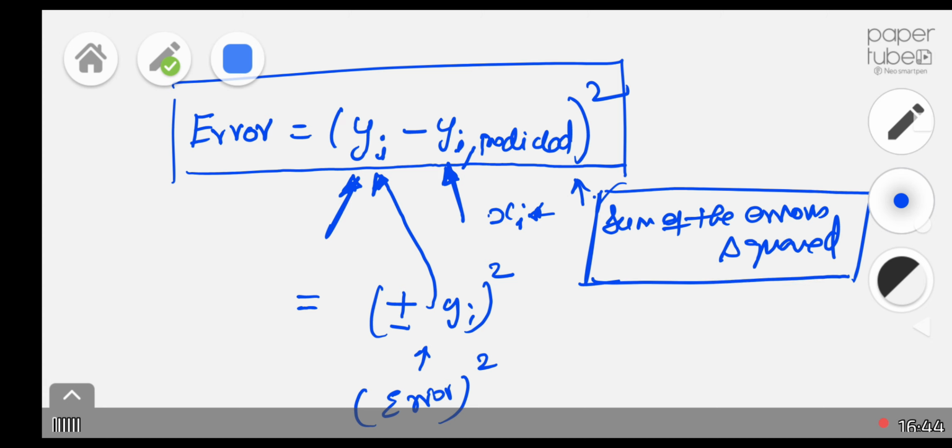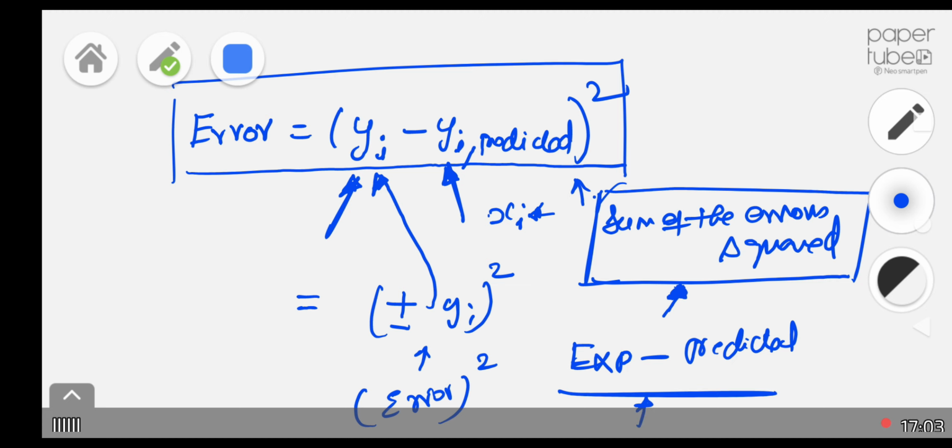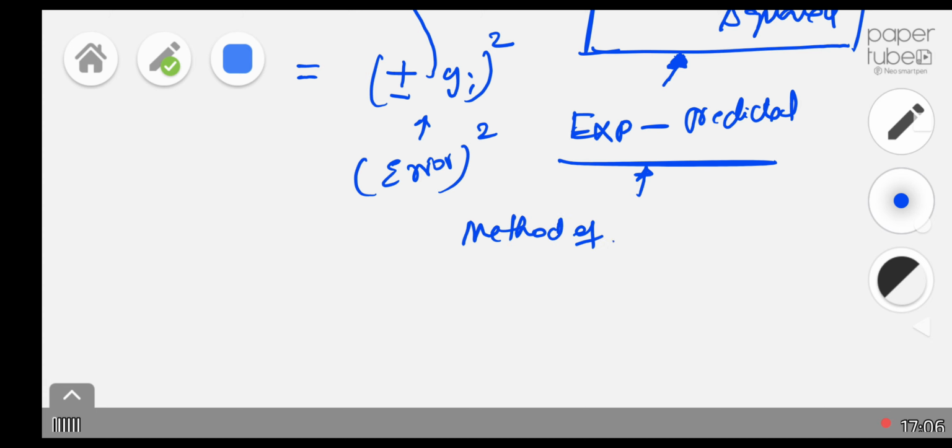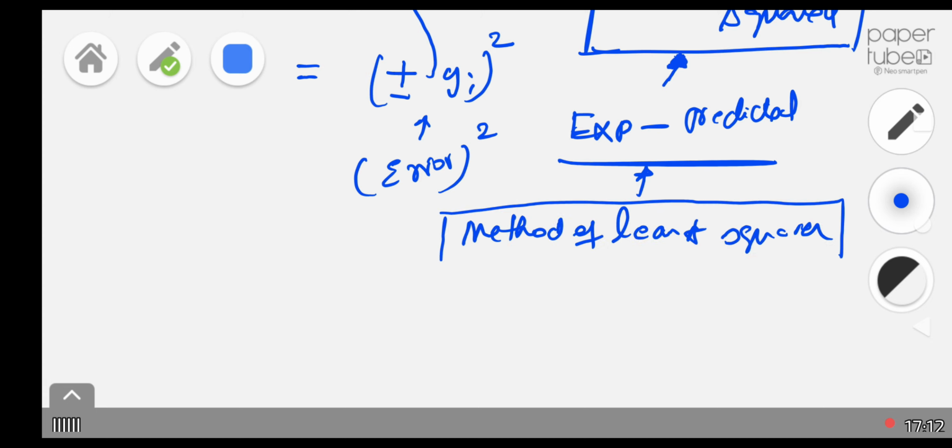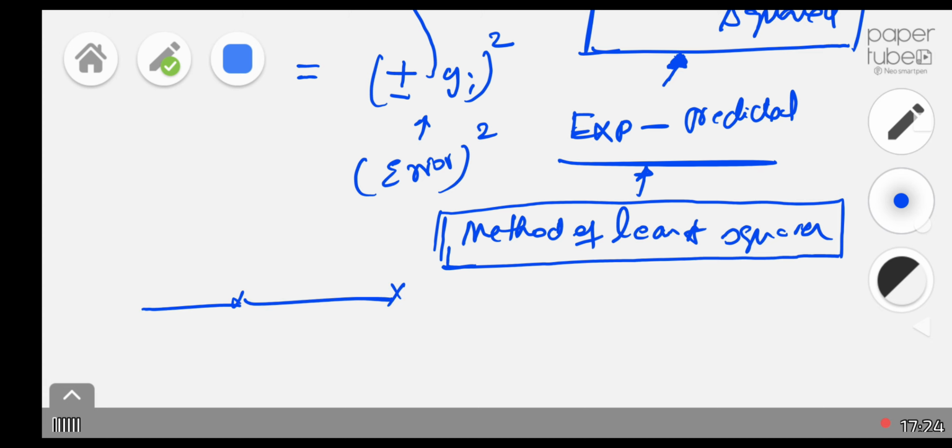So what we're trying to do is minimize the error distribution between the experimental data and the predicted value using a particular function, which is the error function called the sum of the error squared. And that's why this is called the method of least squares. Our topic is regression analysis, but what we are learning at the moment is performing the regression analysis using the method of least squares. So that's the topic. There are other methods.